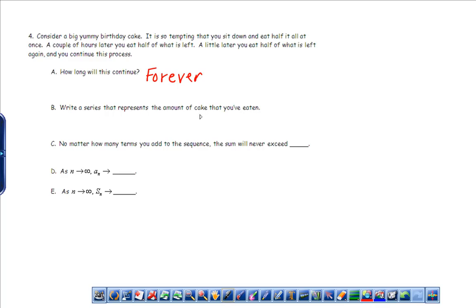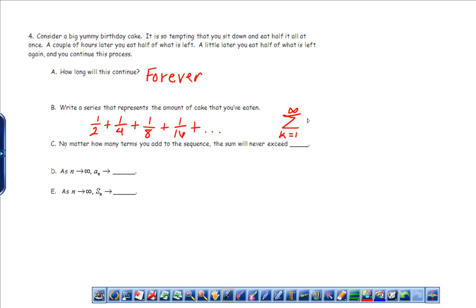So it says, write a series that represents the amount of cake you've eaten. So remember, you first eat a half of the cake. And when you eat the half of the half, that's going to be a fourth. So I'm going to add, because you've eaten all this, so we've got to add it up. Then what you're eating is an eighth, then a 16th, and so on. Okay, now if we want to write this in sigma notation, we're going to start with 1, and we're not going to stop, so we're going to put infinity.